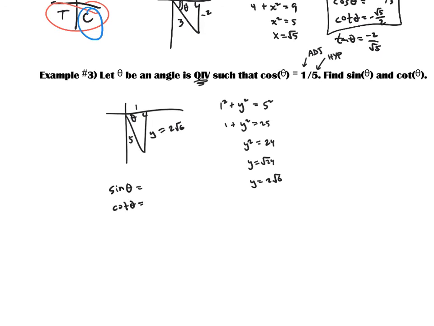Let's find the sine of theta and the cotangent of theta. So the sine of theta would be opposite over hypotenuse. Cotangent will be the reciprocal of tangent. I always just find it just to be safe. Tangent is 2 root 6 over 1. Therefore, cotangent would be 1 over 2 root 6.